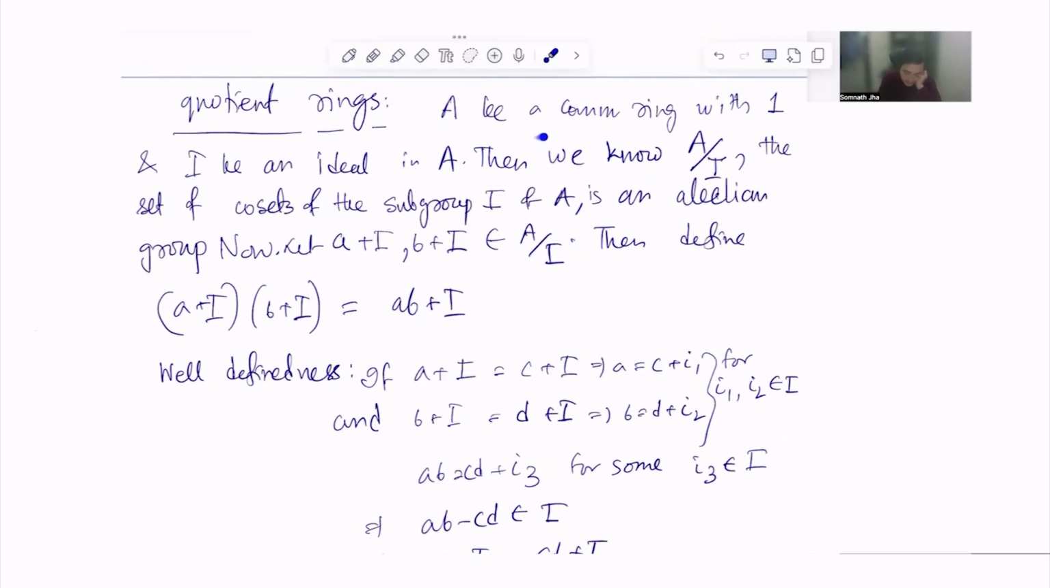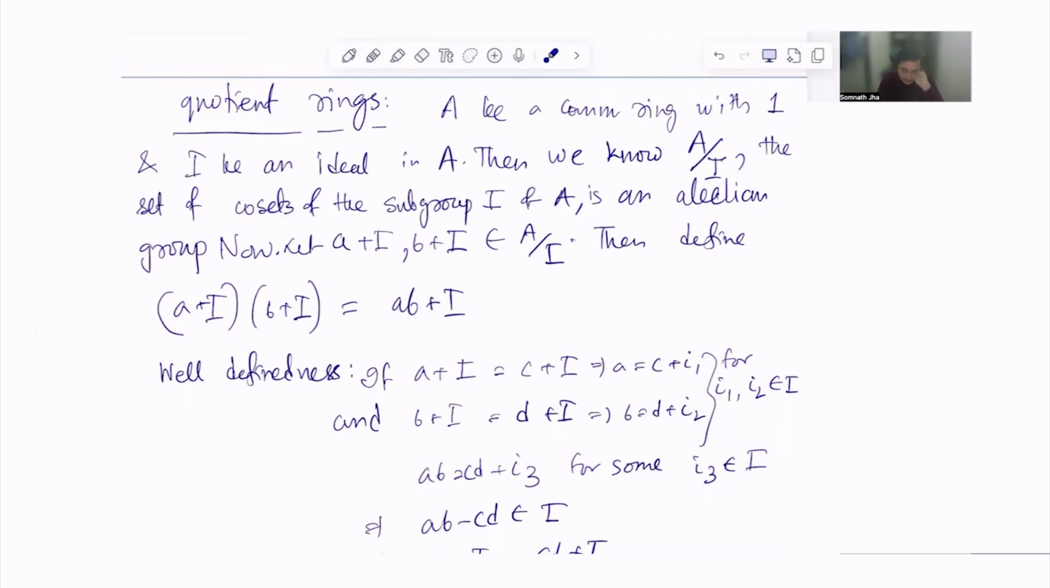So let A be a commutative ring with 1 and I be an ideal in A. Then we know that A mod I is the set of cosets. So we want to define the quotient ring, modulo an ideal. For groups we define the quotient modulo a subgroup. Here, as I said, although we will talk about subrings, in some sense a more or equally important object is an ideal, and we are going to talk about the quotient by an ideal.